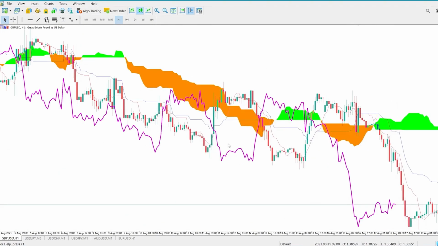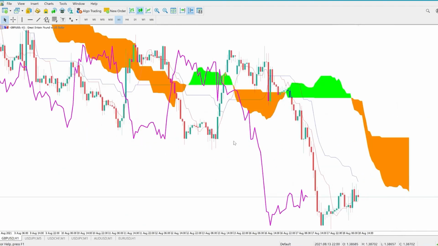That covers the behavior of the Chiku span with the candles. Now let's see how the Chiku span interacts with the Kumo cloud itself.